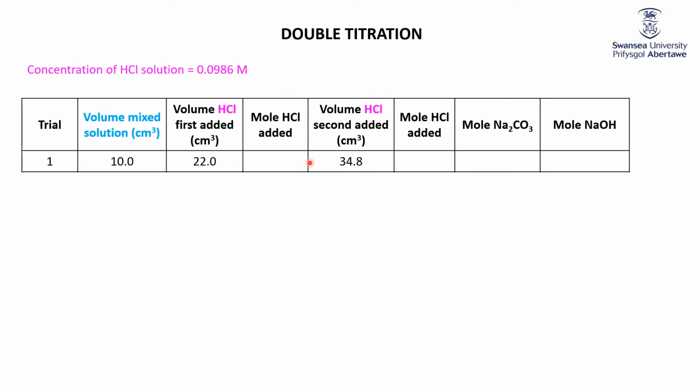It was yellow, yellow, yellow, yellow. Then we added a total of 34.8 cubic centimeters. It went from yellow to orange. And so again, now I can figure out the moles of HCl that I added there.